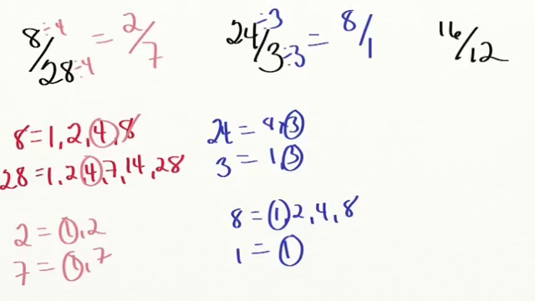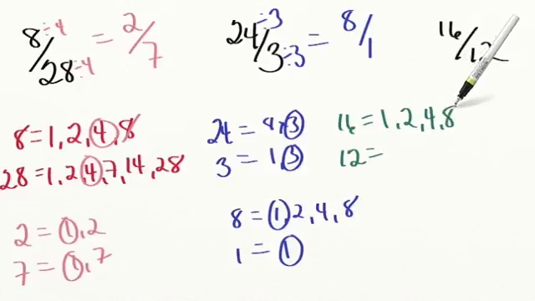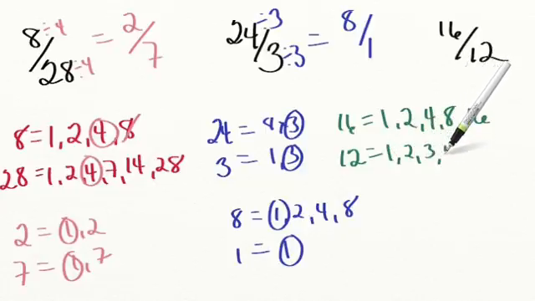Great job so far. Let's go ahead and work on our last problem, 16/12. Step 1, we need to find the factors of 16 and 12. So we're going to write down 16 and 12. The factors of 16 are 1, 2, 4, 8, and 16. The factors of 12 are 1, 2, 3, 4, 6, and 12. Now we need to find the greatest common factor that they both share.